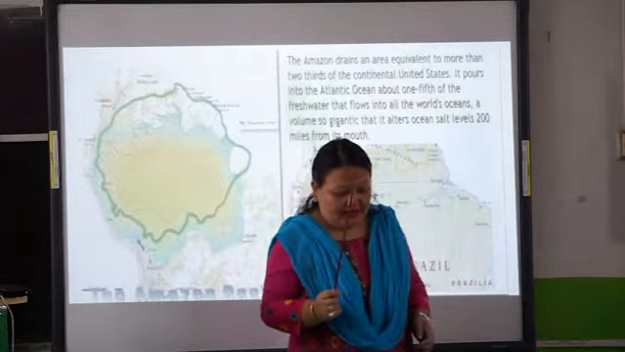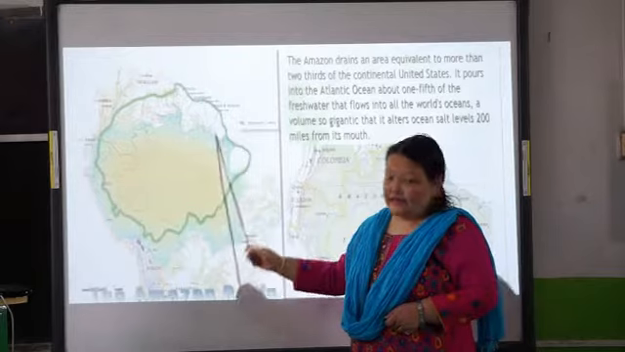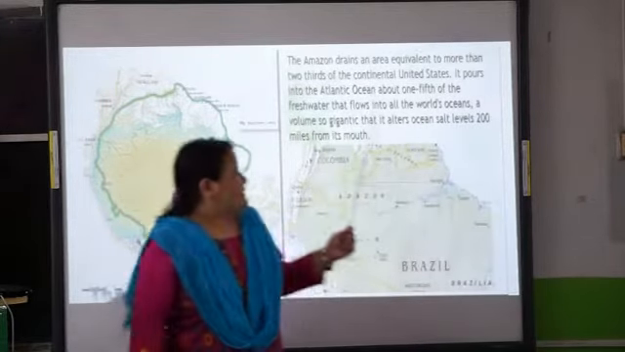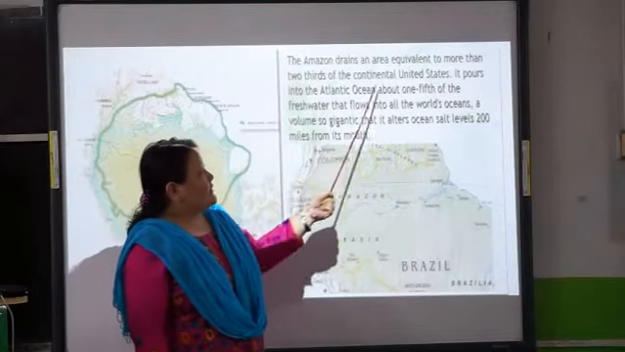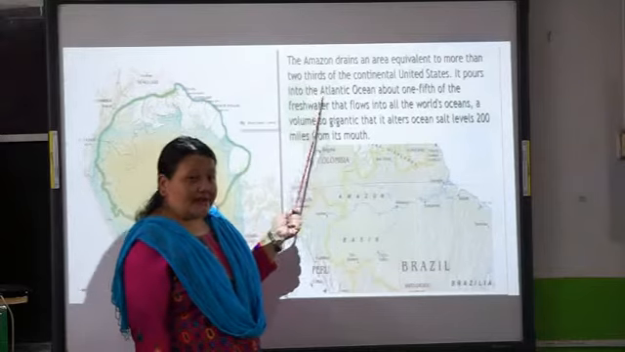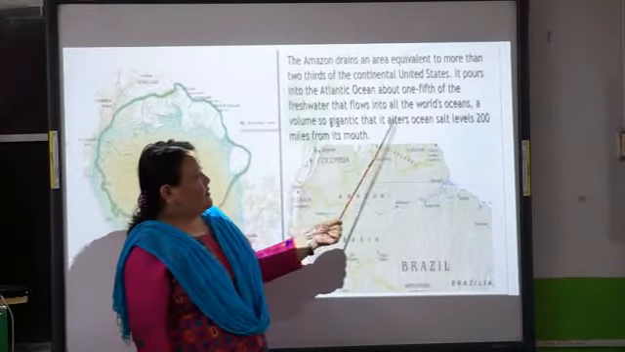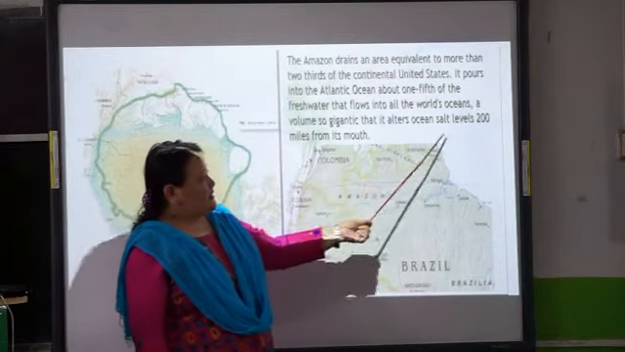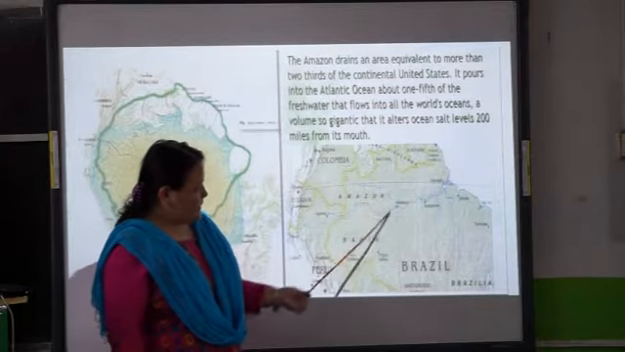Now we move on to the Amazon Basin. You know the River Amazon is there in South America. The Amazon drains an area equivalent to more than 2/3 of the continental United States. It also drains into the Atlantic Ocean. About 1/5 of the fresh water that flows into the world's oceans, a volume so gigantic that it alters the ocean salt levels. So this is your Amazon Basin.